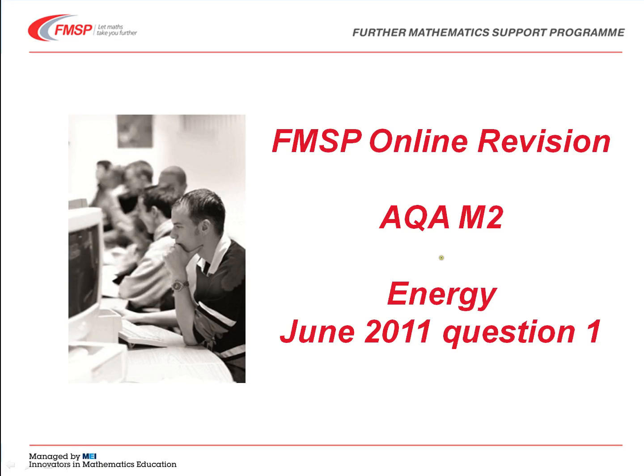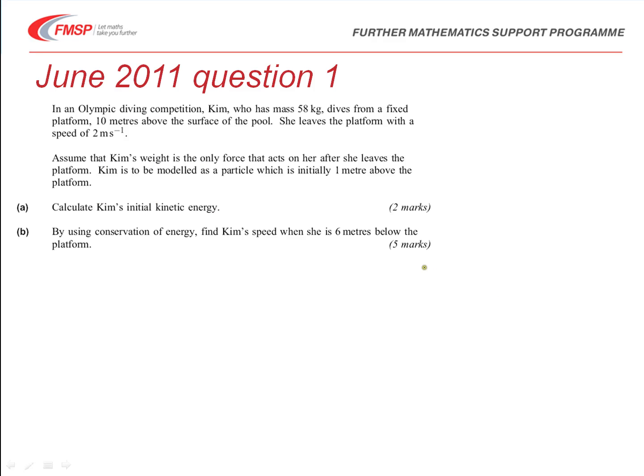Well, welcome to this online revision session for AQA M2, in which we were looking at the June 2011 question 1 involving energies. As you can see in this question, we've been told that the diver of mass 58 kilograms dives from a fixed platform. So let's mark the platform in, there it is. And that's 10 metres above the surface of a pool, which is down here somewhere.